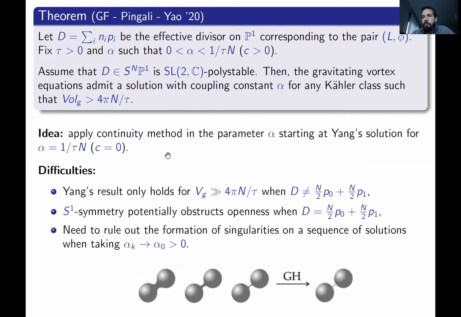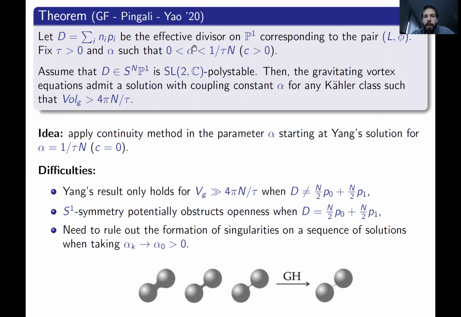So the idea is to apply the continuity method in the parameter alpha, as we did for genus bigger than 2. But here we need to start with Yang's solution, the one provided by Yang's theorem, which is the case that alpha is precisely equal to 1/tau n. So we are in the right extreme of the interval for alpha.